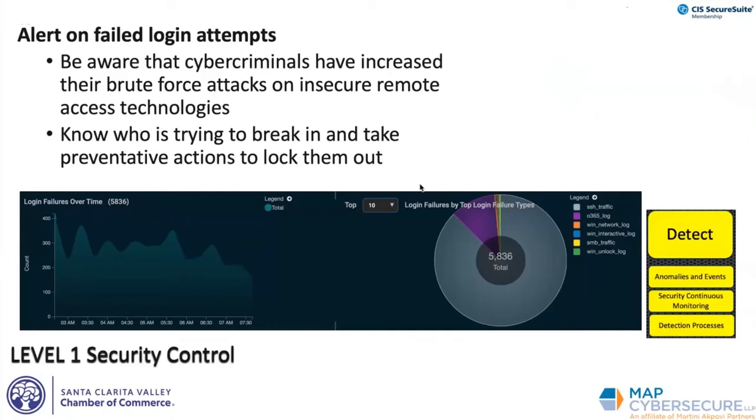Exactly right. So this is a real screenshot here, by the way, from last Friday. And control number 5 is alerting on failed login attempts. So Dave, why would I care if somebody types their password in wrong?